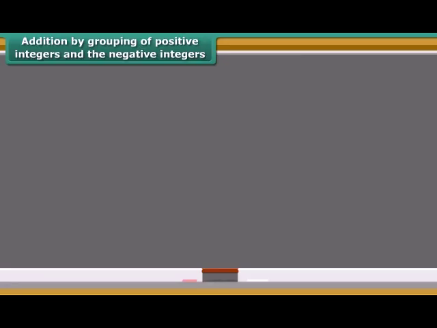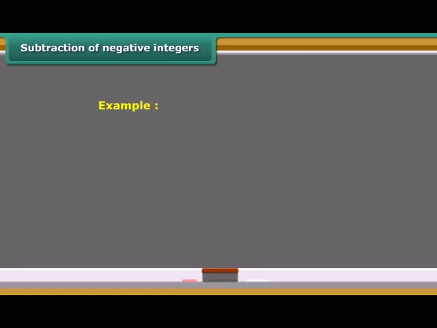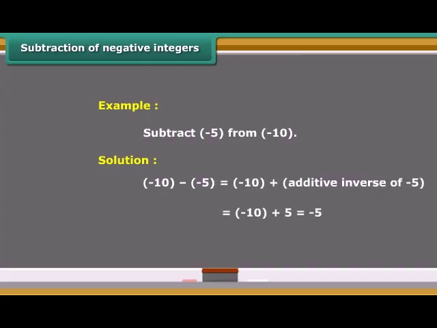For better understanding, we can solve one example. We arrange the numbers so that the positive integers and the negative integers are grouped together. Now let us find the value of -10 - 5 using a number line. This is the same as -10 plus 5, as the additive inverse of -5 is 5. First, we move 5 steps to the right on the number line, starting from -10. We reach -5.